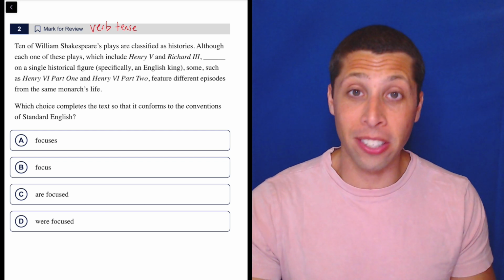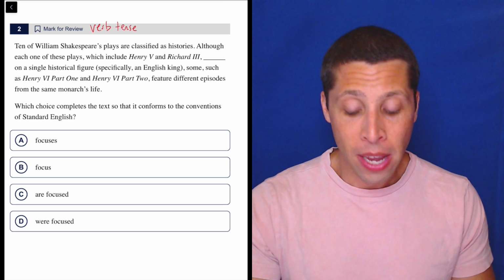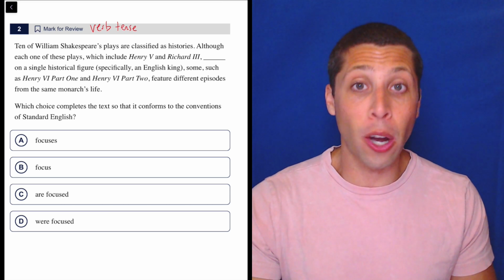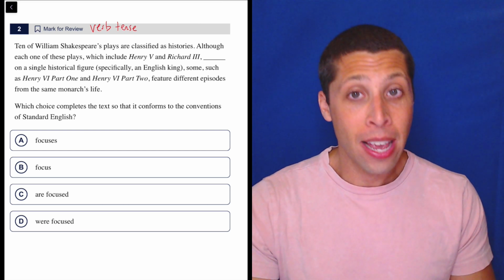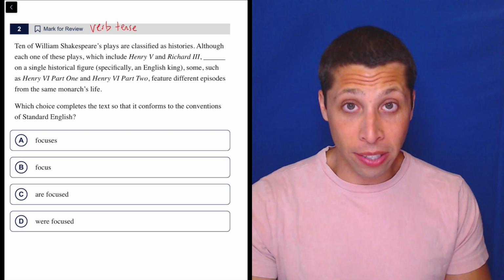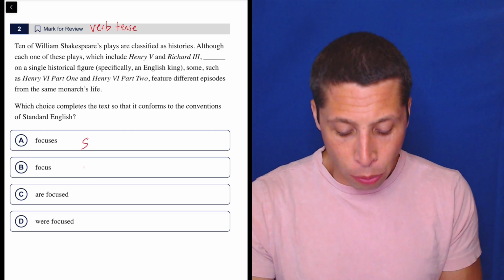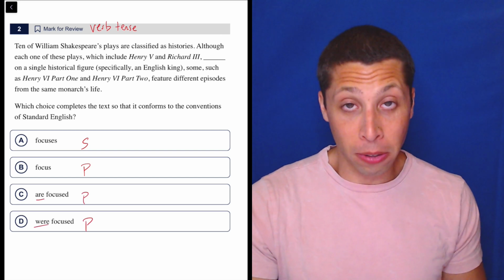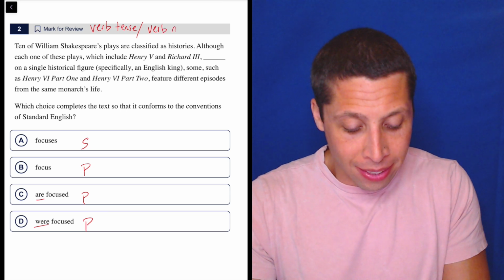I have a whole lesson on the different verb tense rules. There's 3 of them, and you got to be able to tell them apart. For me, the first thing I'm going to always test is whether or not I can classify all of the choices as singular or plural verbs. If I can, that's pretty much going to set me on my track for solving the question. So focuses is a singular verb. Singular verbs end in S. Focus is plural. Are is plural. Were is plural.